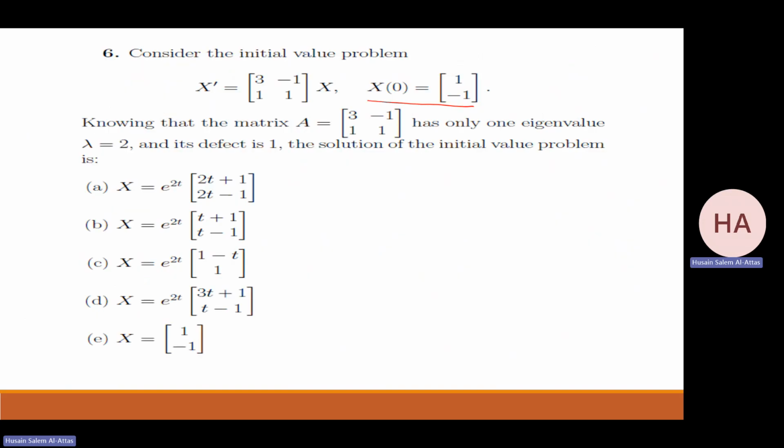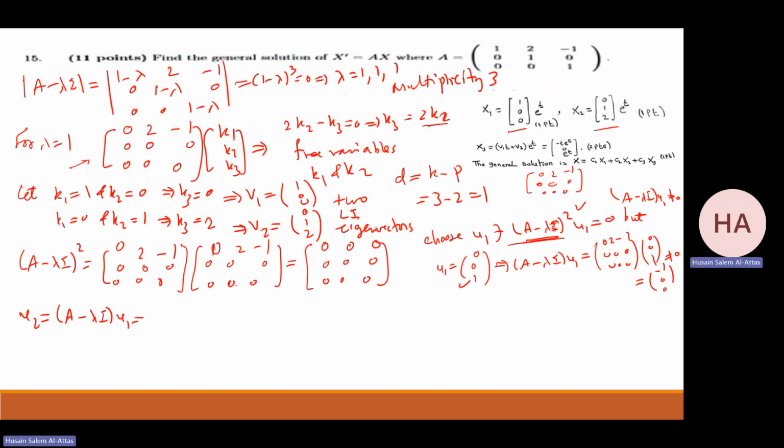And what is U1? What is A minus lambda I first? That will be 0, 2, minus 1. I did the calculation actually here. So that will be minus 1, 0, 0. So now it will be my third solution.